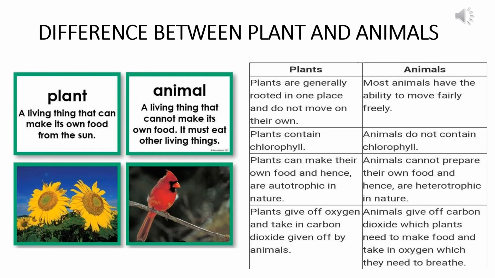Plants give off oxygen and take in carbon dioxide during the process of photosynthesis, but animals, during the process of respiration, give off carbon dioxide, which plants use for making the food, and they take in oxygen by breathing.